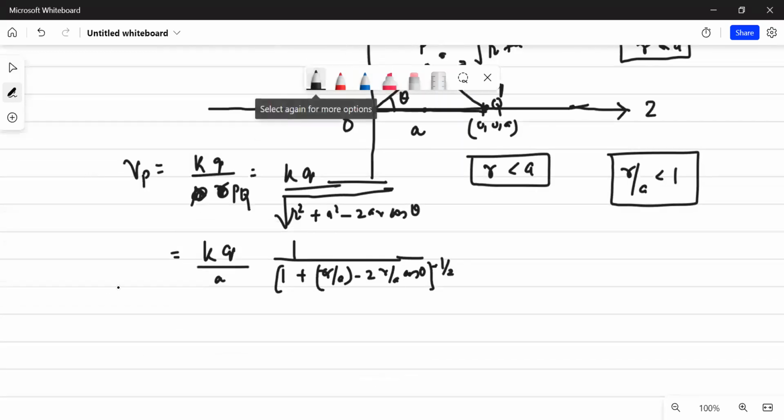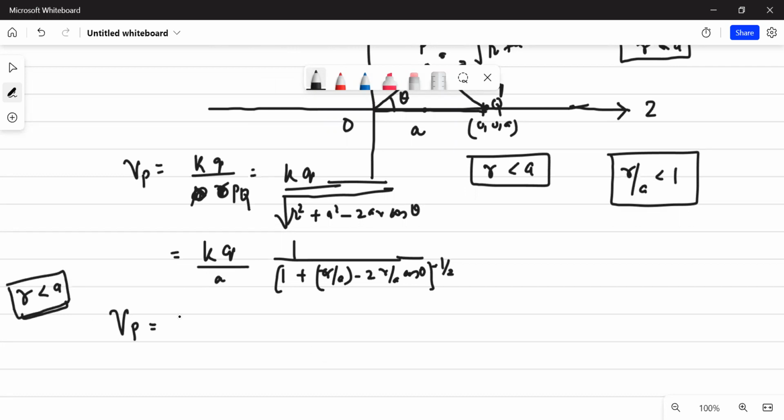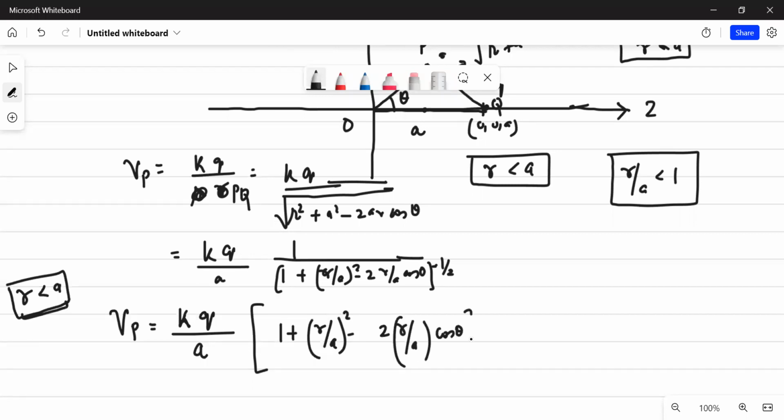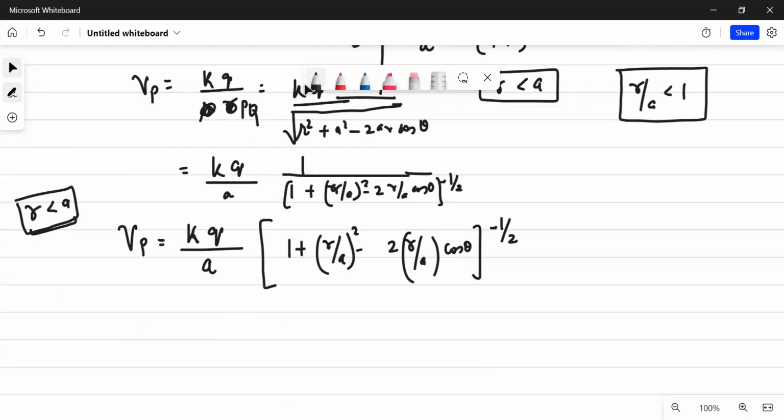If I want to write my potential at any point P where R is less than A, then what will happen? I'll write it as KQ upon A, and then this will be 1 plus R upon A, and I think a square was forgotten somewhere. So this is R upon A, and this is minus R upon A, and this is cosine theta. This particular expression forms the generating function for the Legendre polynomial, and I can equally write it in this form.